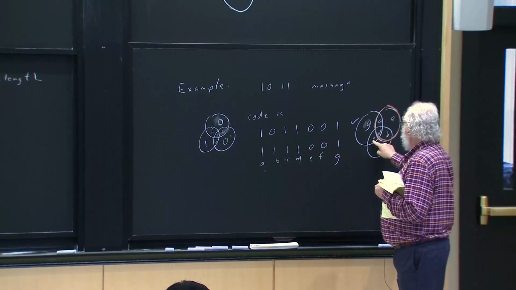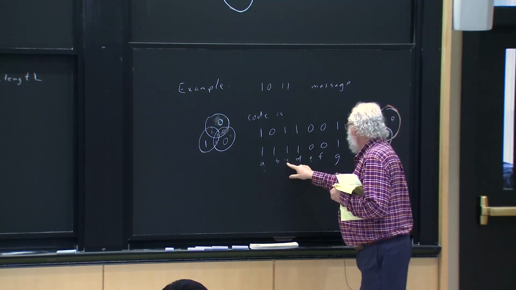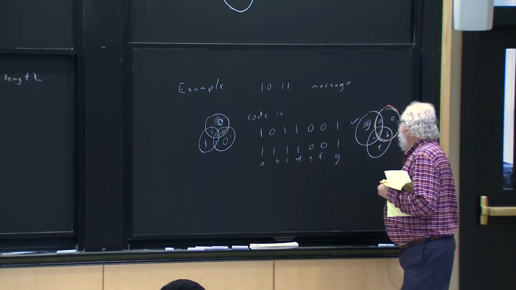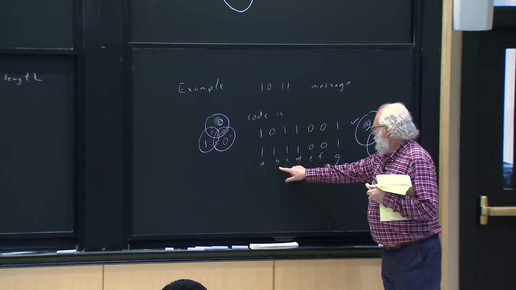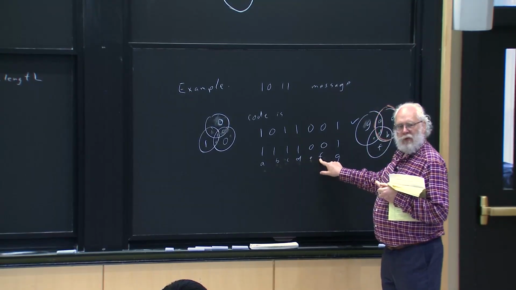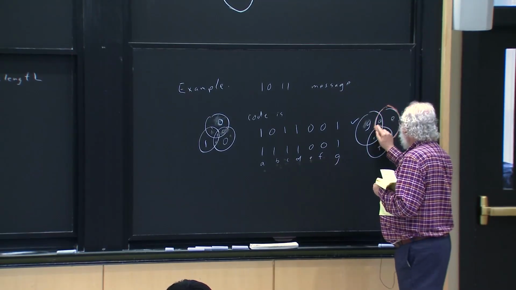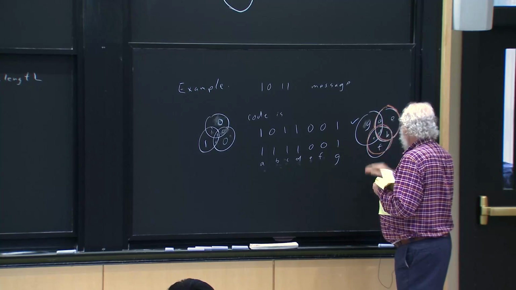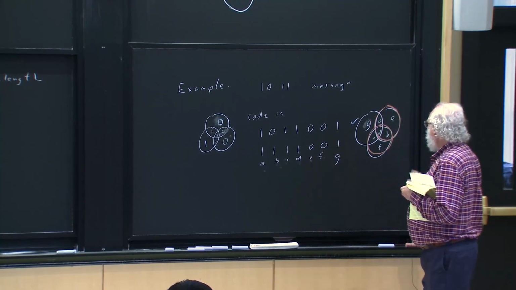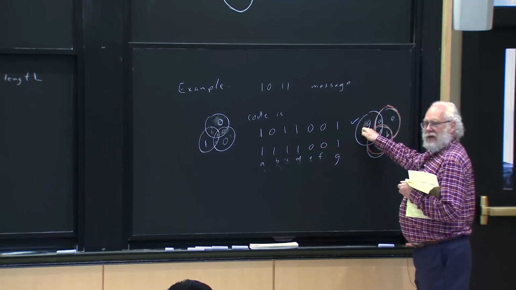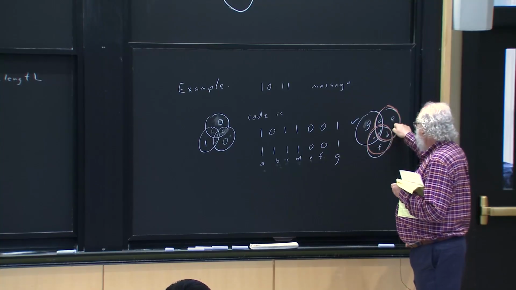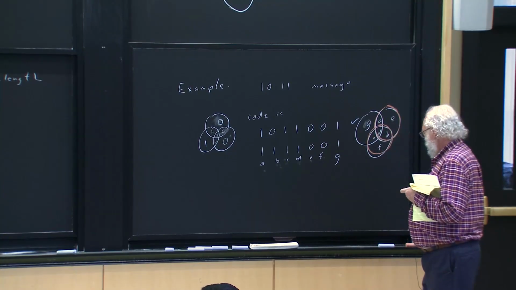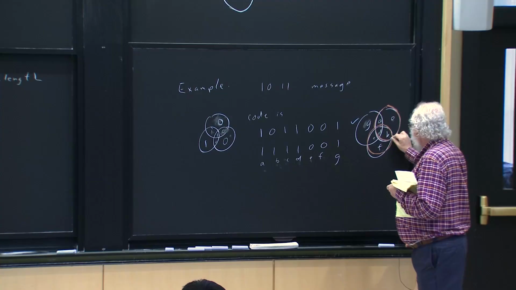And B plus C plus D plus F. That's B, C, D, F. That's also equal to 1. So this circle is also incorrect. And so now we know the incorrect bit is not in this region, but is in the intersection of this region and this region. And that means it is B.